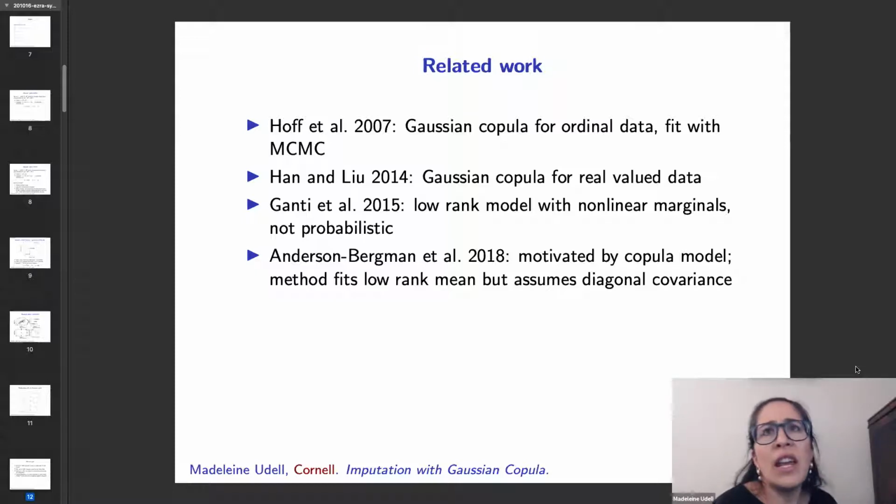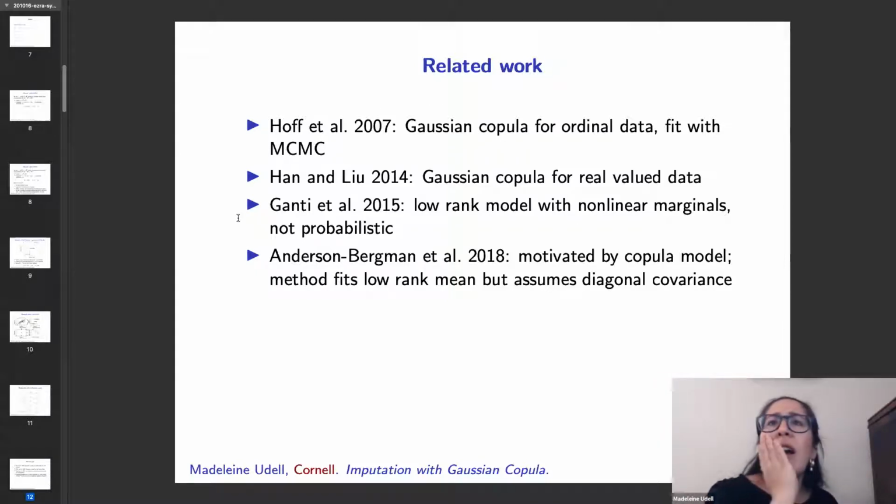Han and Liu showed how to fit a Gaussian copula for real valued data only. They do that just by using a Pearson's correlation statistic. So it's very nice, but not general. It doesn't work for mixed data.